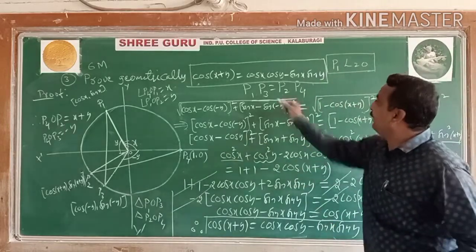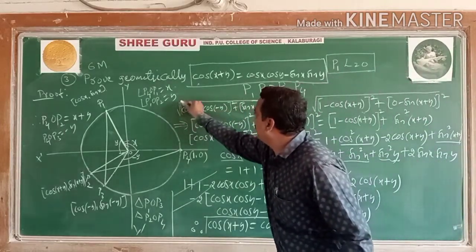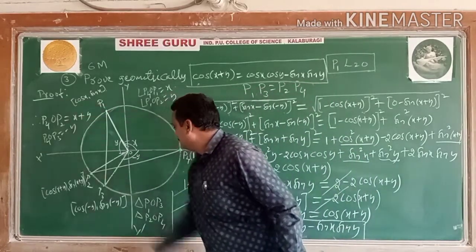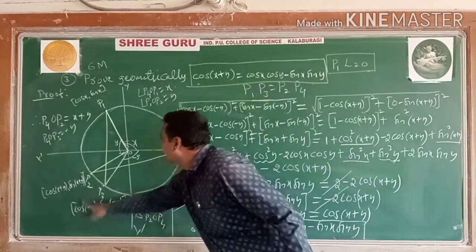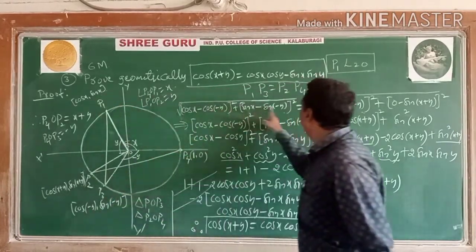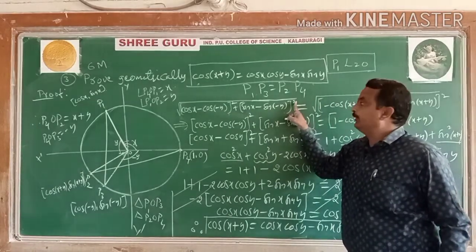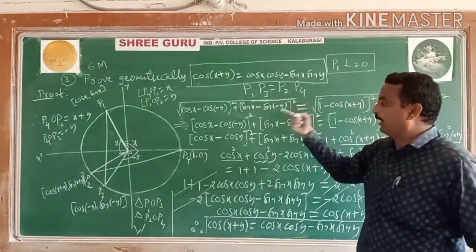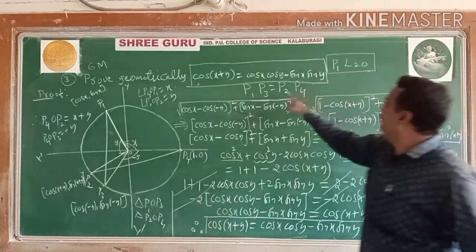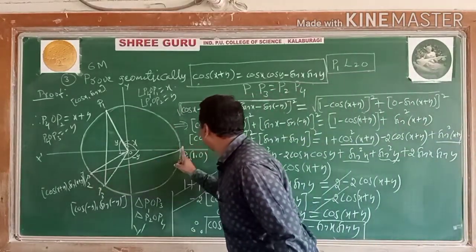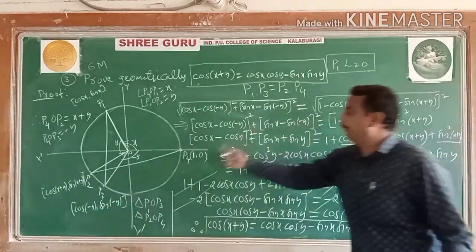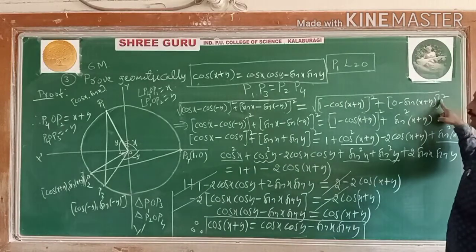Important, students: here I have substituted using the distance formula. P1P3 is the square root of (cos x minus cos of minus y) whole square plus (sin x minus sin of minus y) whole square, that is (x2 minus x1) square plus (y2 minus y1) square. And P2P4 is the square root of (1 minus cos of x plus y) whole square plus (0 minus sin of x plus y) whole square.